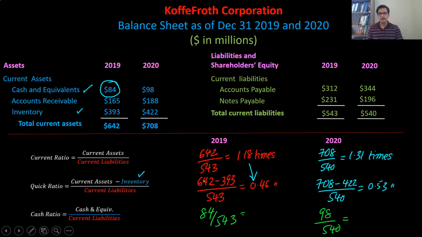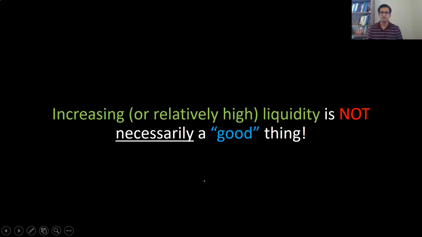Okay. Now, with all that said and done, there are a couple of things that I urge you to remember always whenever you are calculating liquidity ratios. The first is this. If your liquidity is increasing over time or is relatively high, which means that you look at your peers and you're doing better than them in terms of liquidity, your number is higher, you might be liquid. Whether that's a good thing or a bad thing, well, it depends. So increasing or relatively high liquidity is not necessarily a good thing, right?